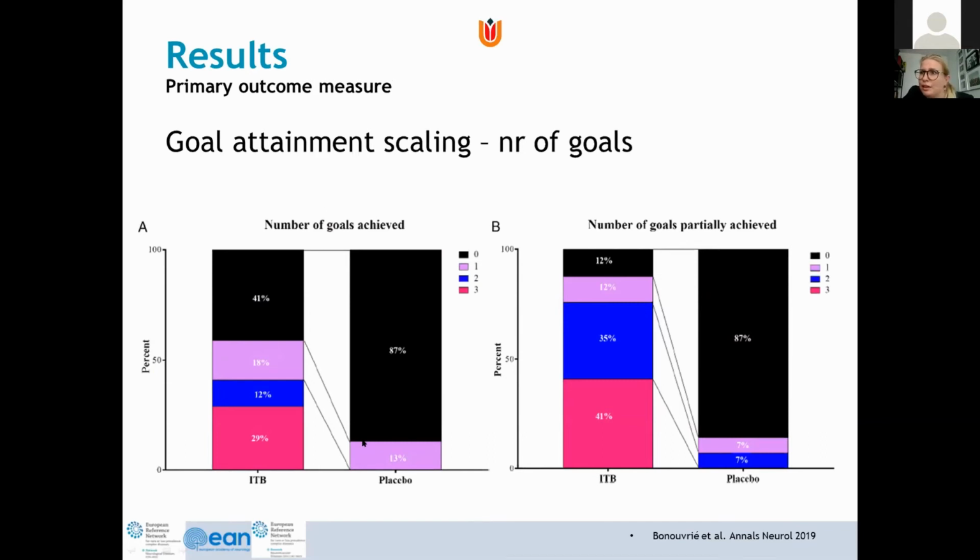And what we see is in the placebo group that 87% did not achieve any goals, compared to 41% in the ITB group. And when we look on the figure on the right, we can see the number of goals that are at least partially achieved. So maybe not completely achieved, but there is improvement after 3 months of treatment. And what we see is, again, for the placebo group, 87% did not improve on any of the goals, and 12% in the ITB group did not show improvement on any of the goals.